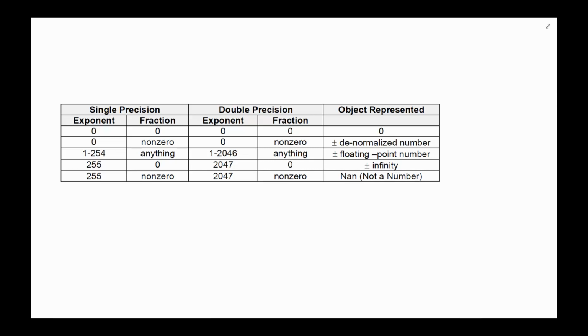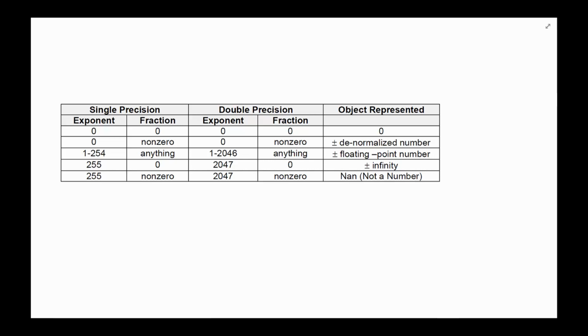Normal numbers will have either a non-zero fraction, or a non-zero exponent, one of those two. A couple of things: when the maximum is used, 255 is the maximum number you can put in the exponent plus bias portion of the single precision, and then 2047 is the maximum you can put in the double precision exponent plus bias.